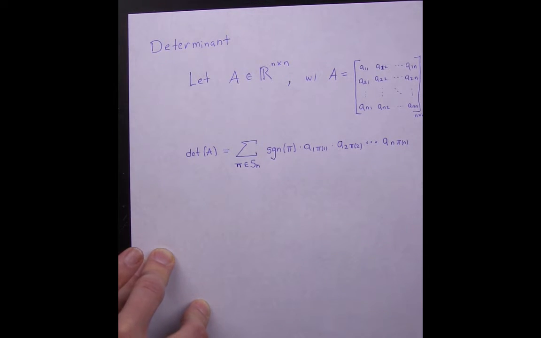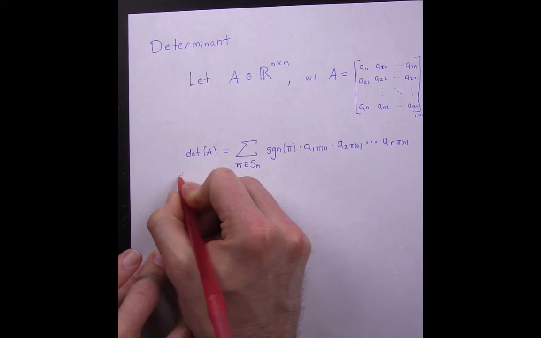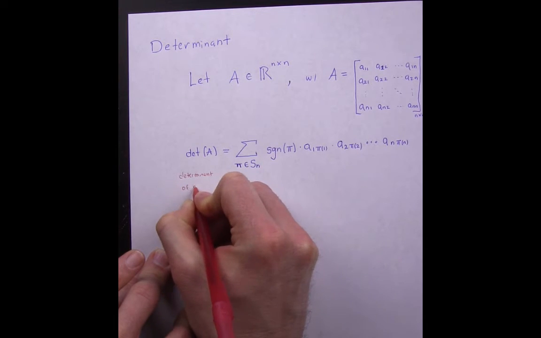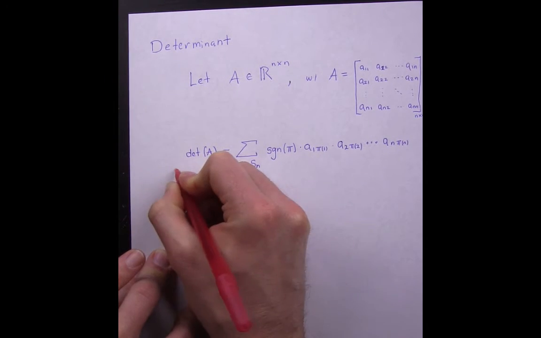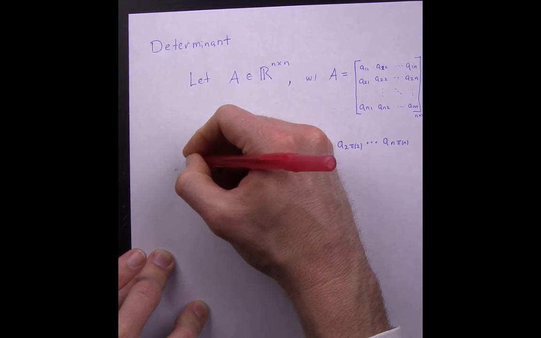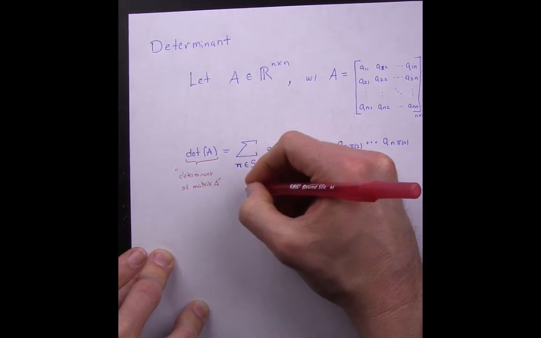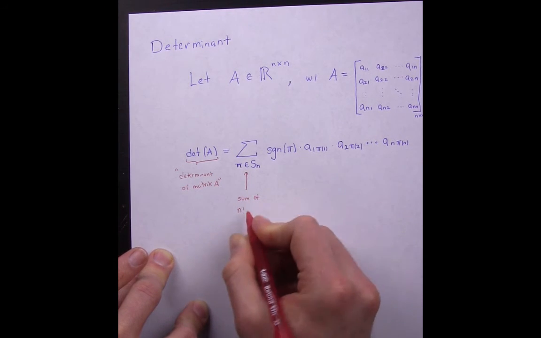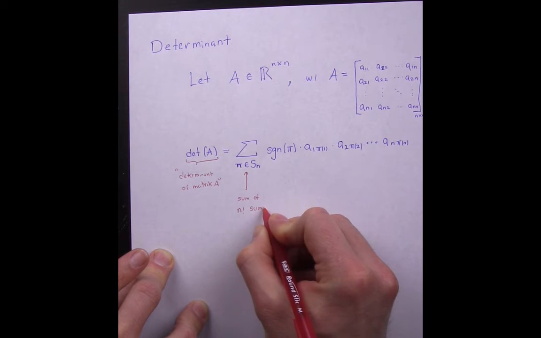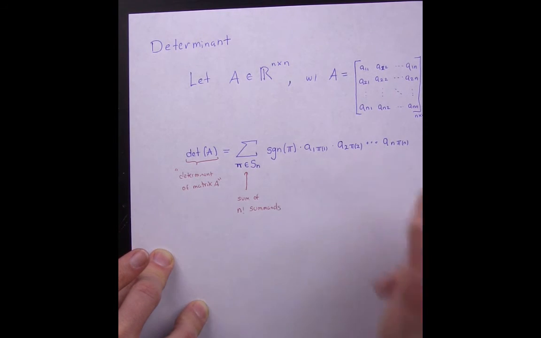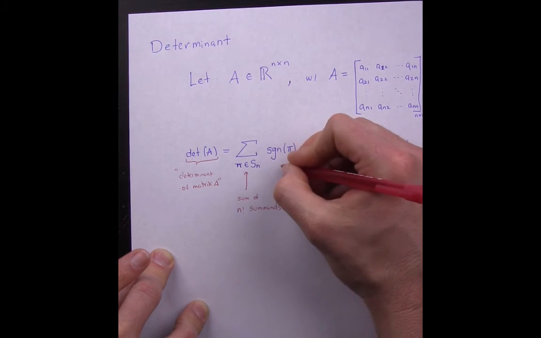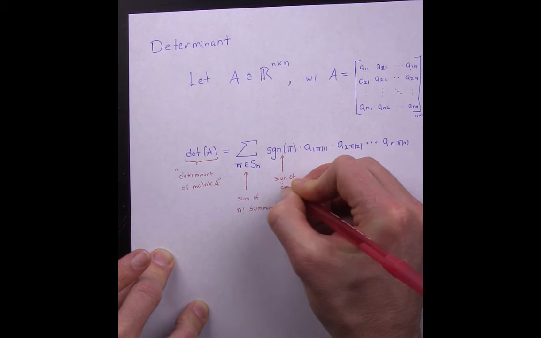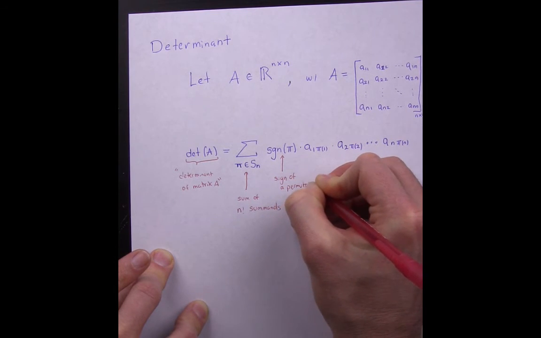In this notation, this is read the determinant of matrix A, where A must be a square matrix. This sum has n factorial summands. And remember that a summand is just an individual part of the sum. This is the sign of each permutation. We call this the sign of a permutation.